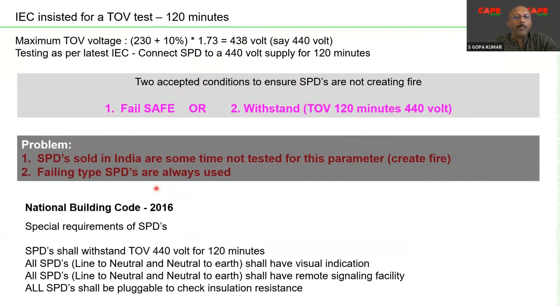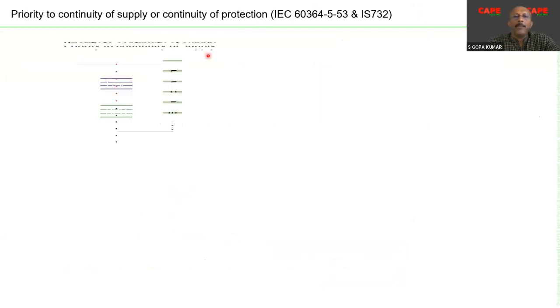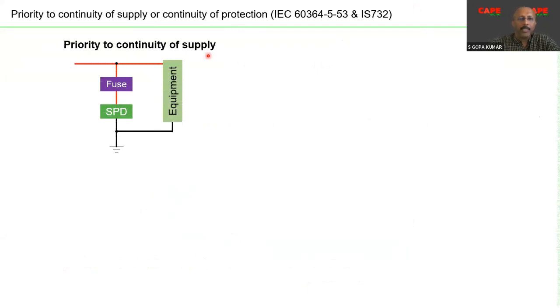The National Building Code 2016 also says that the SPDs shall withstand a TOV for 120 minutes. All SPDs line to neutral and neutral to earth shall have visual indication, shall have remote signaling facility, and so on. So basically, these safety features are already included in the standard.